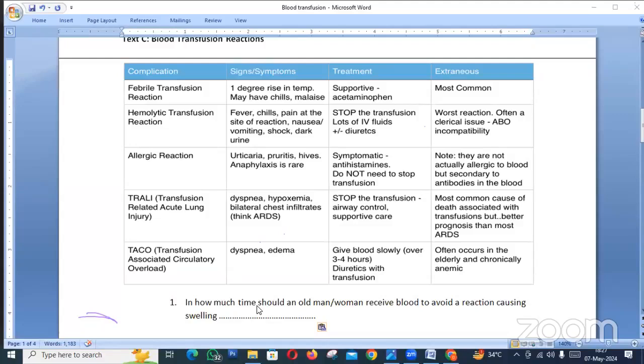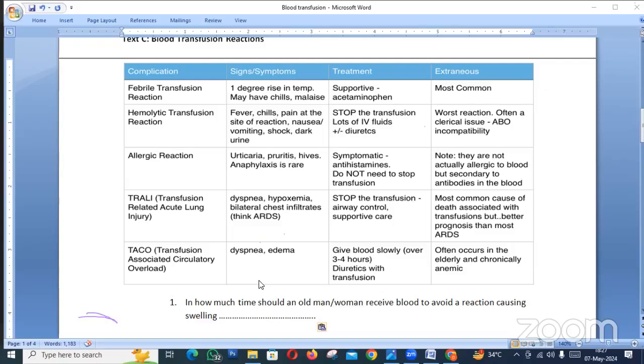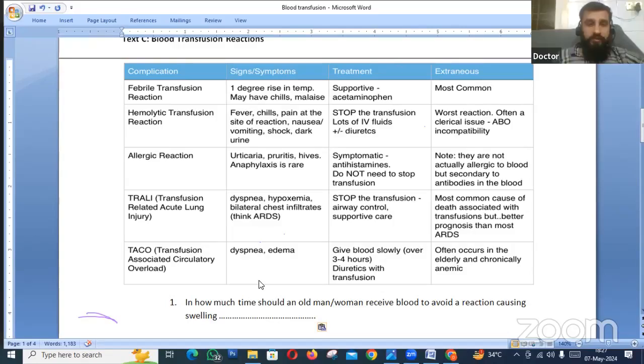Less than 3 to 4 hours? No, over 3 to 4 hours. You should write over 3 to 4 hours. Yeah, over 3 to 4 hours. And Miss Alia Noor, are you a doctor or a nurse? I'm a nurse. Okay, good, excellent.